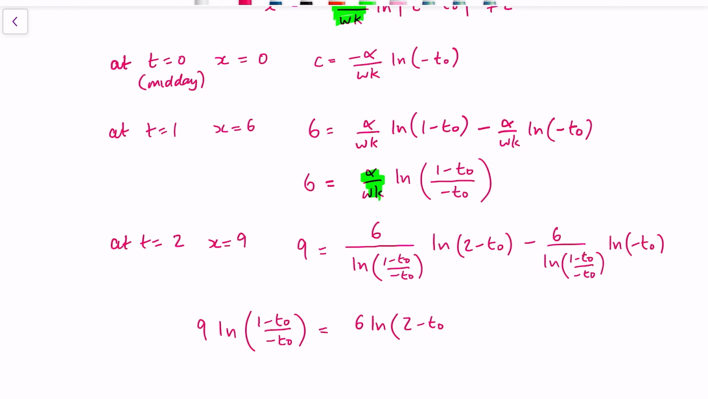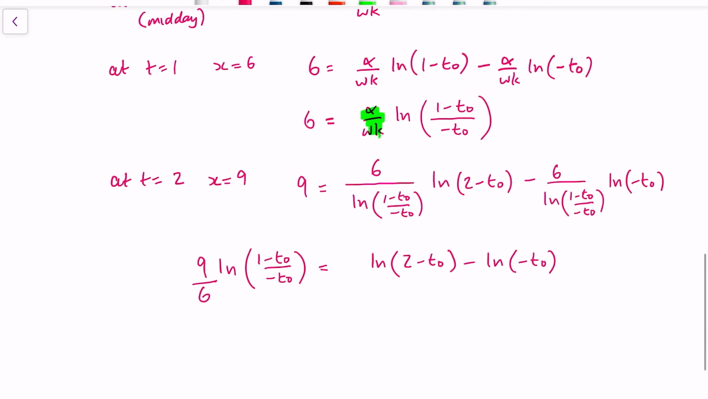naught). 6 is also a common factor, so I could divide both sides by 6. It's probably a good thing to do. Minus ln of negative T naught. And now there are logs on all of the terms. So if I take the 9/6 up the top, up to there, and then use log rules on the right hand side, two logs divided because there's a subtraction there.